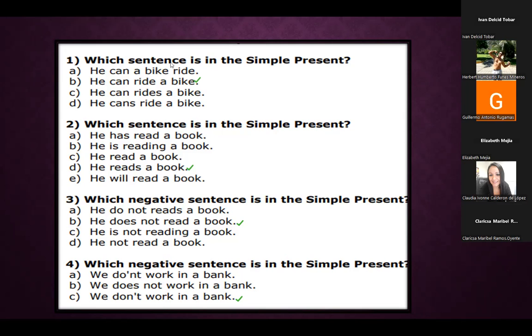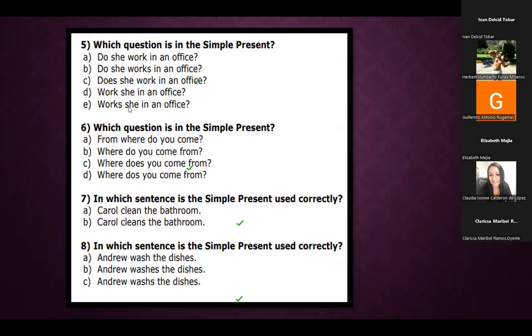Very good. Vamos a hacer el siguiente ejercicio. Okay, it says, which question is in the simple present? Number five. Letter C. Okay, good. Which question is in simple present? Number six. Letter B. Exactly. Letter B. Where do you come from? Number 7. In which sentence is the simple present used correctly? Letter B. Okay. In which sentence is the simple present used correctly? Number 8.